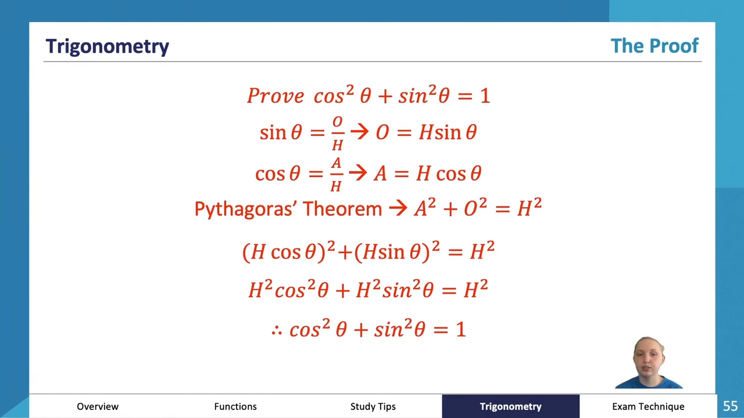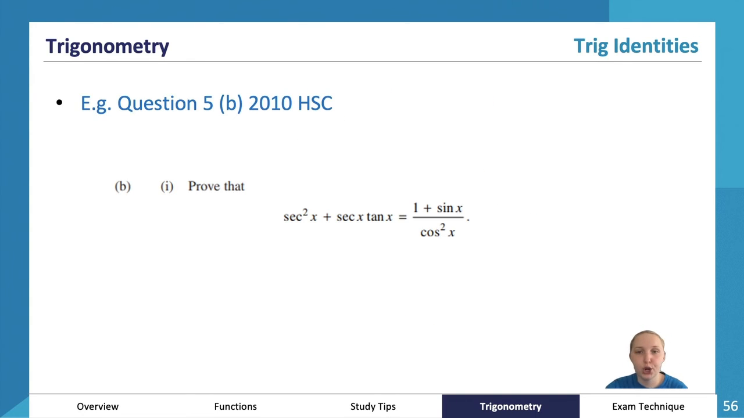Divide all of those things by h squared, and you end up with your cos squared theta plus sine squared theta equals 1. So like I said, I think it's unlikely that you'd actually ever get asked to do this, but it's not too tricky of a proof to understand. So it is worthwhile knowing, and I think it also helps you with a general understanding of what's going on. So let's have a look at some practice questions.